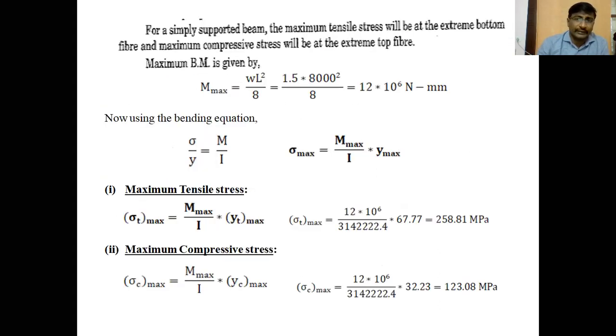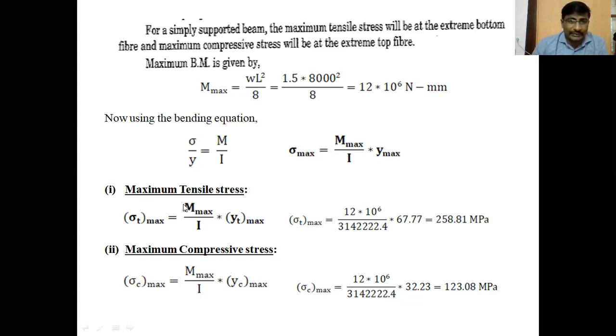Clear, students? So upon substitution of yt maximum as 67.77, we get the maximum tensile stress as 258.81 newtons per mm square, or 258.81 megapascals. Similarly, the maximum compressive stress, which is induced in the extreme top layer, is at a distance of 32.23 from the neutral axis. So we can take yc maximum as 32.23 here.